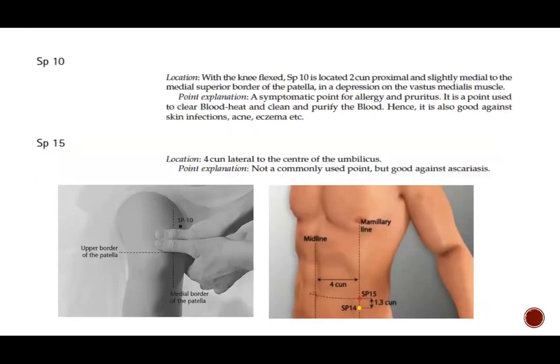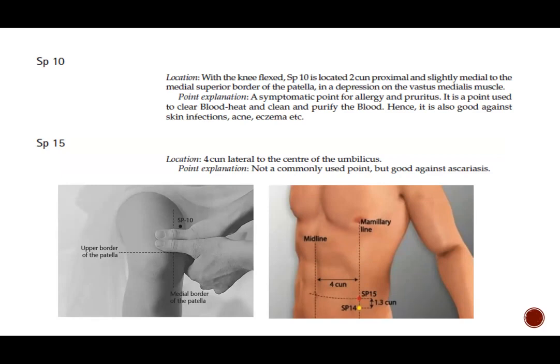Next point is Spleen-10, which is located with the knee flexed. Spleen-10 is located 2 cun proximal and slightly medial to the medial superior border of the patella, in a depression on the vastus medialis muscle. Point explanation: a symptomatic point for allergy and pruritus. It is a point used to clear blood heat and clean and purify the blood. Hence, it is also good against skin infection, acne, eczema, etc.